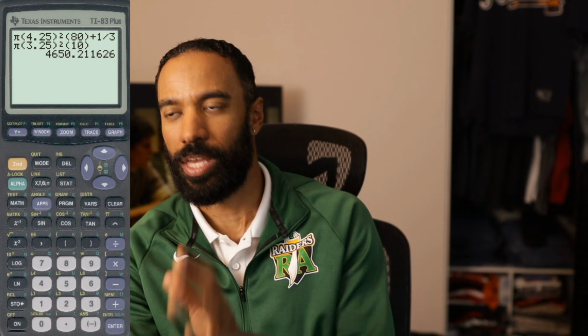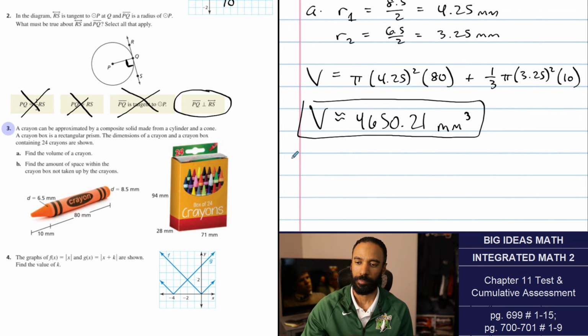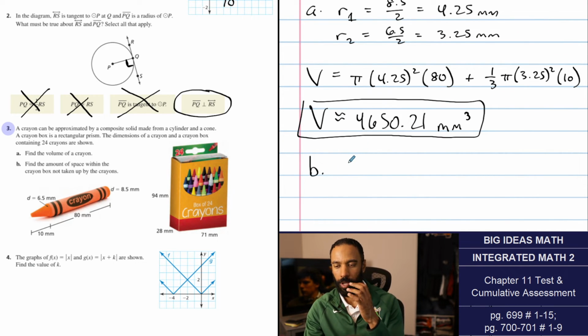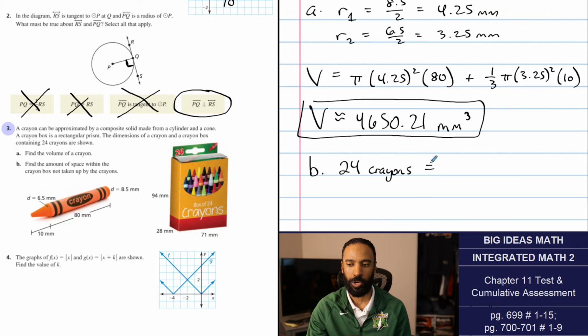Okay. So this number, remember, is the one we have to multiply by 24. We do have a rounded value of 4650.21. Maybe this is the time that I wasn't supposed to get the rounded value so much, and the exact answer would have been more preferred. So I have a rounded value of this for part A. Part B, I need to multiply this by 24. So 24 crayons approximately equals, but I'm not going to take this number. I'll take the exact one I still have in my calculator.